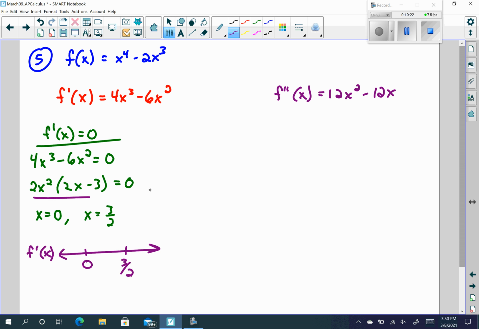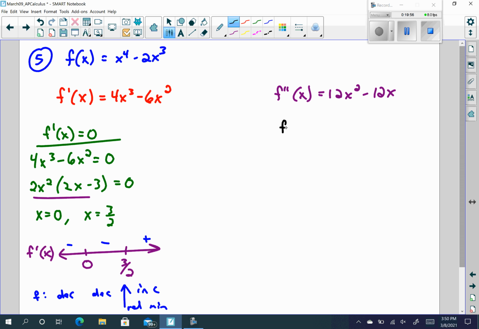And again, I'm going to go back up to the factored form here. So if we're at negative 1, this would give us a negative, because this will give us a positive and a negative. In between 0 and 3/2, we're going to get another negative. So that means we do not have a relative extrema at x equals 0, but anything greater than 3/2 will be positive. So f is decreasing, decreasing again, and then increasing. So right here, we have a relative min.